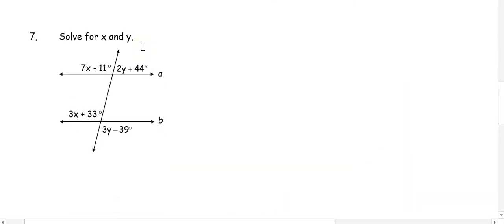In number 7, solve for x and y. First, I want to look at my x equations, and I know that these are corresponding angles. Corresponding angles have to be congruent.